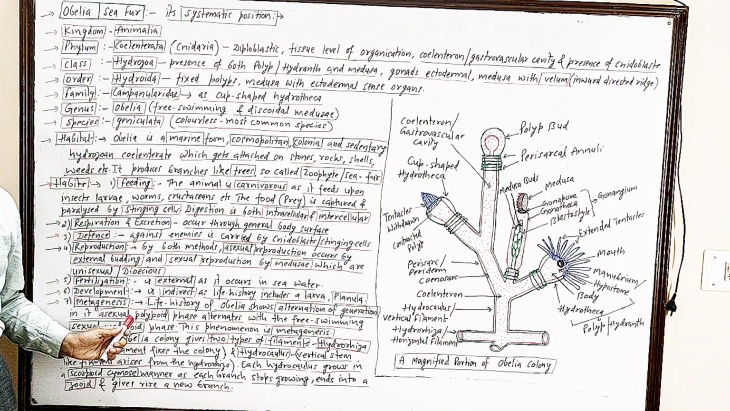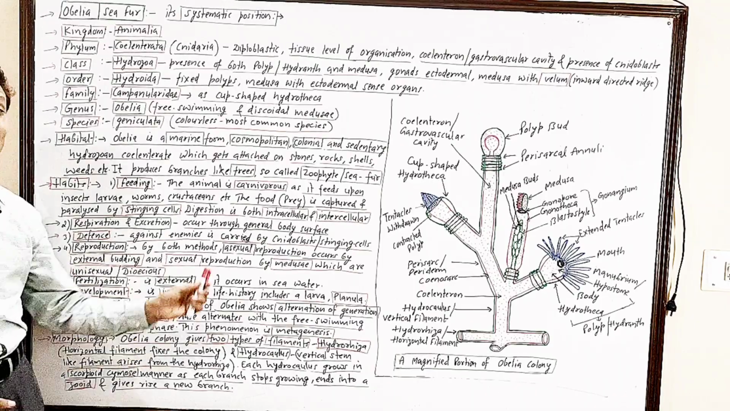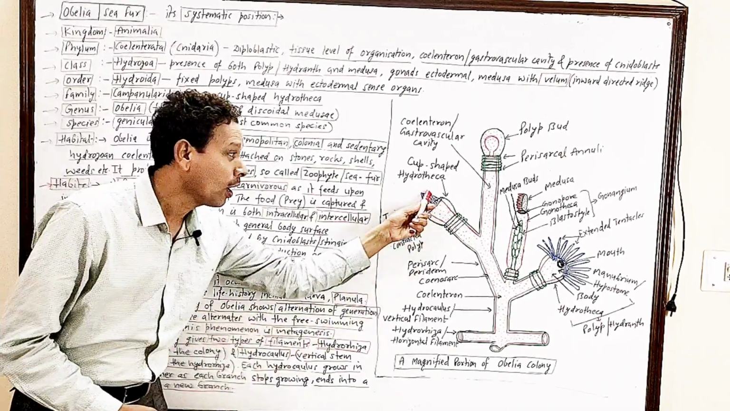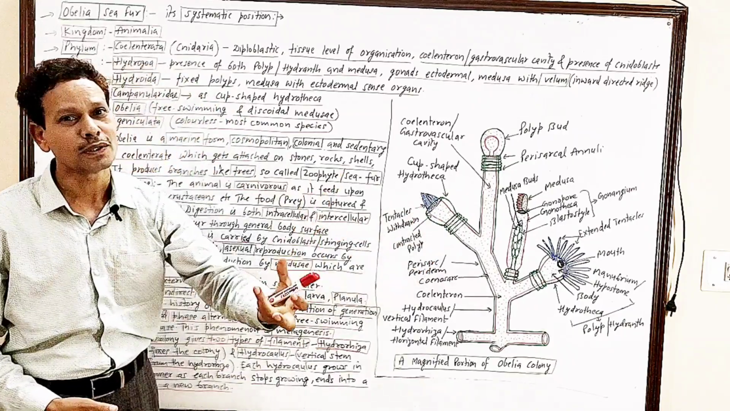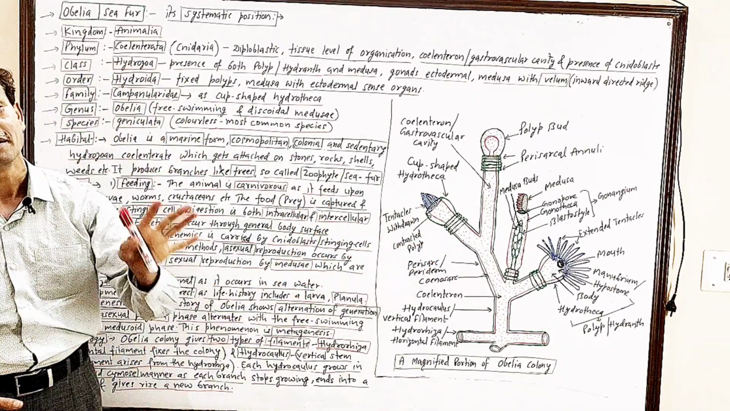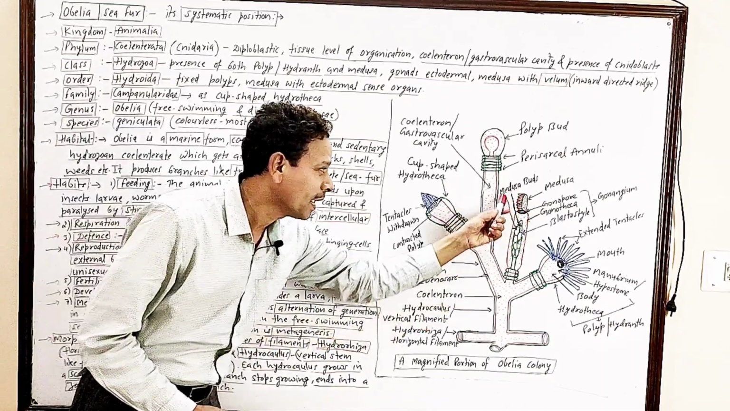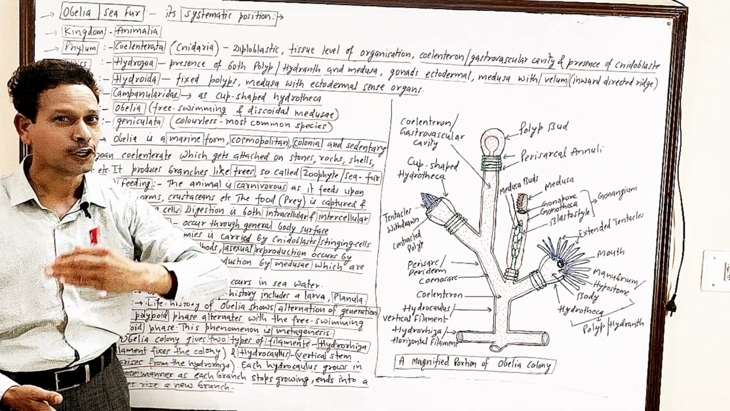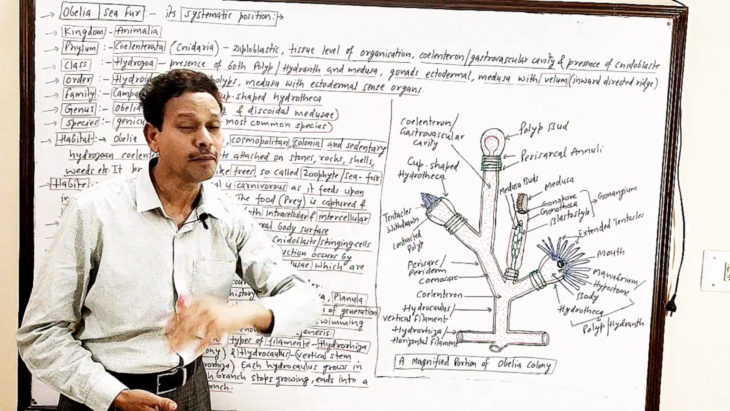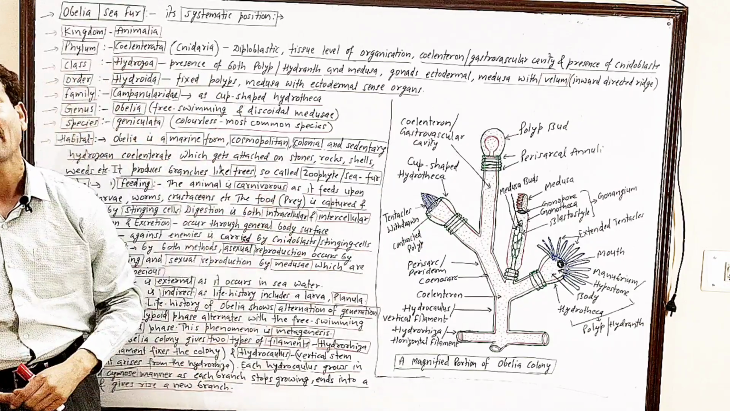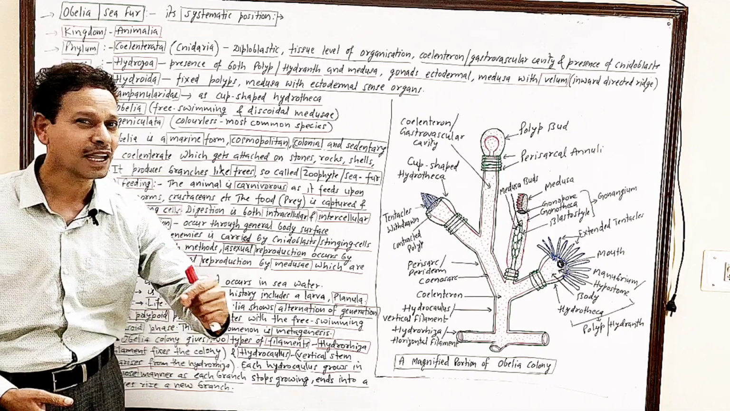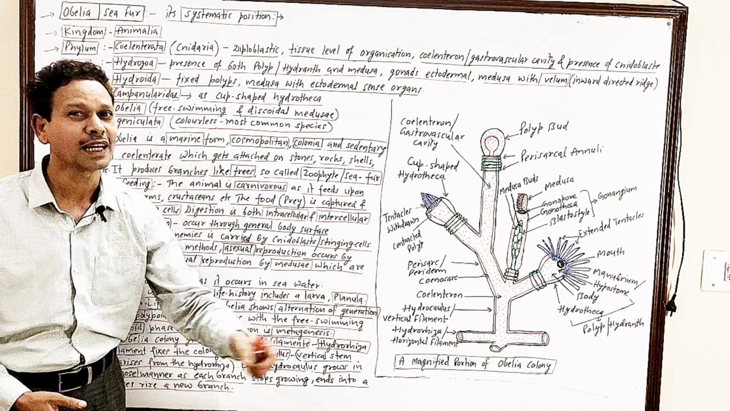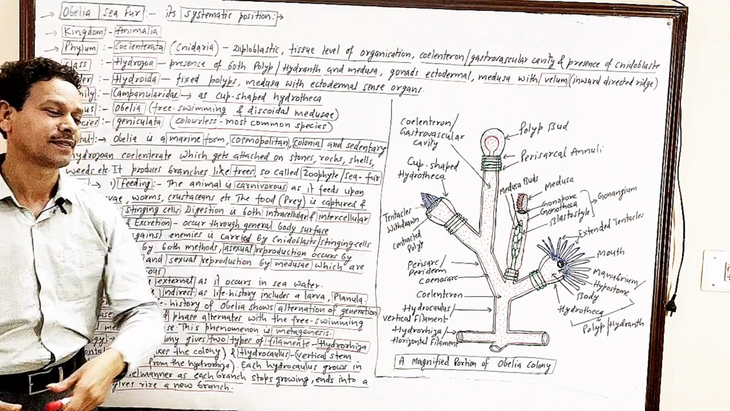Another very important point for final exam, that is metagenesis. Yes, note down, this polyp undergoes asexual reproduction by budding, and this medusa reproduces sexually. It means both polyp and medusa alternate in their life history. This is named alternation of generation, or this phenomenon is named metagenesis.